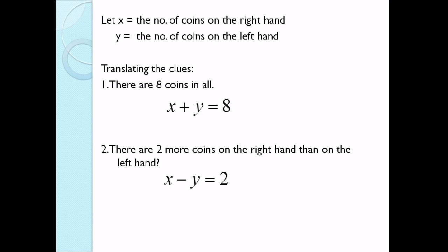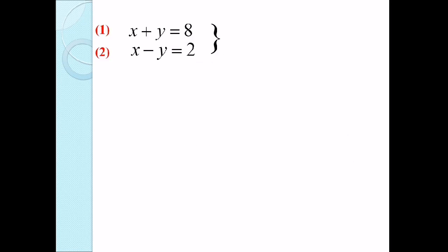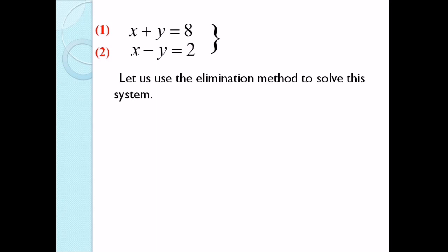Mas lamang daw ng dalawang coins yung right hand kesa sa left hand. Kaya ang kanilang difference ay 2. So ang ating second equation ay x minus y equals 2. So that is an example of systems of linear equations in two variables. So paano natin masosolve yung gantong problem using the elimination method?